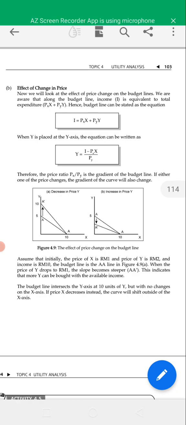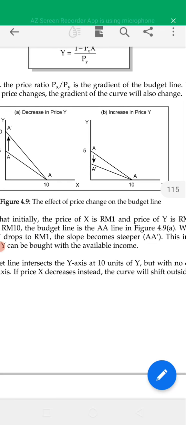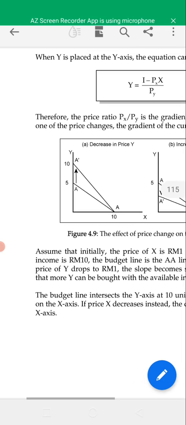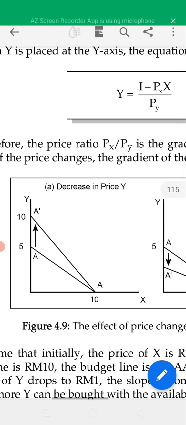Okay, so now here's what happens. There are just two things here that you need to know: a decrease in price and an increase in price. So let us look at the effect of a change in price. Now, I want you to focus on this one here, when there's a decrease in the price of one good. Let's say, for example, we have good Y on the Y-axis and good X on the X-axis. So let's say the price of Y has decreased while the price of X has remained the same. So X just remains the same, Y, the price has decreased.